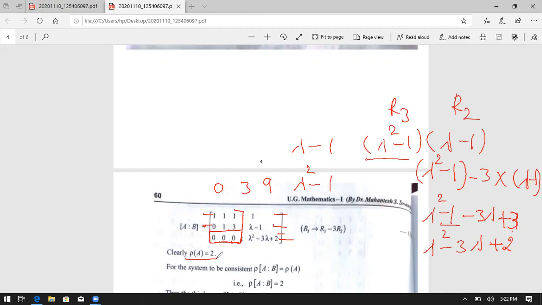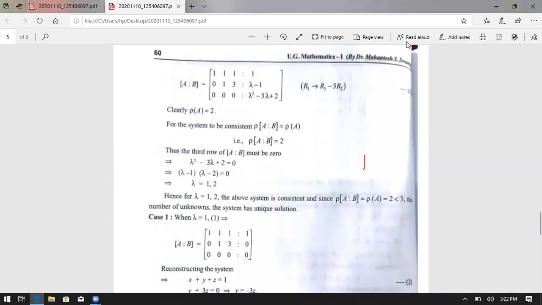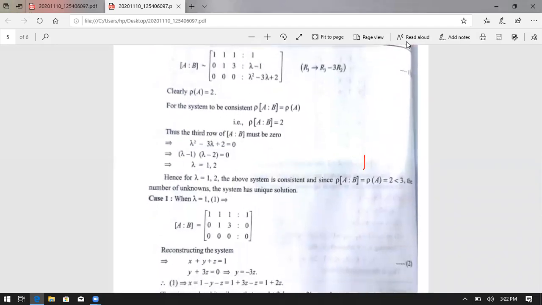Okay. Next, for the system to be consistent, the rank of A must equal the rank of the augmented matrix. Rank of the augmented matrix means that quadratic, you remove that one. Here, next, use simplification. See here, that is lambda square minus 3 lambda plus 2 is equal to 0. You take that one, the quadratic equation.